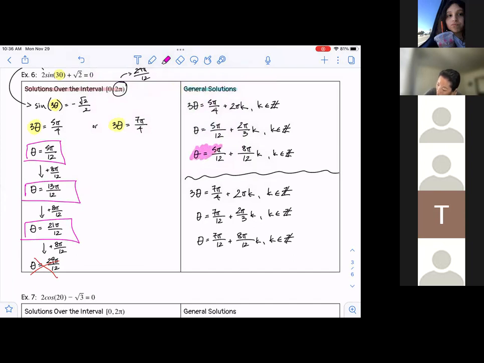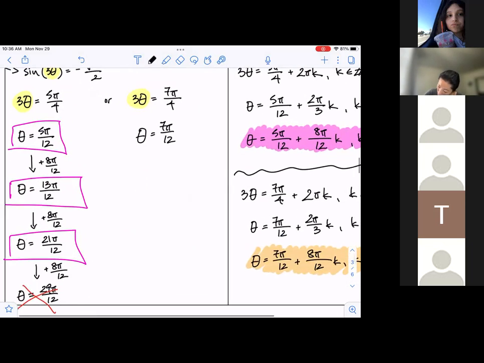And now, let me make sure I color code these. We've got this one. And we've got this one. All right, so now we're going to follow a similar pattern to what we did here, except our starting point is going to be theta equals 7 pi over 12. Right, this 7 pi over 12. And we're going to play the same game. We're going to add 8 pi over 12 as many times as we can until we bust, or we get over the number that we want. And in this case, that number's 24, okay?